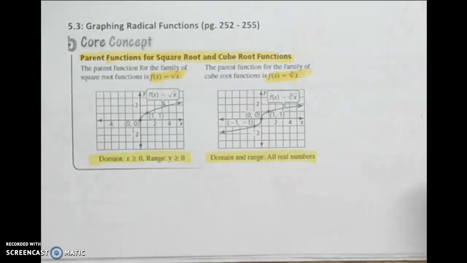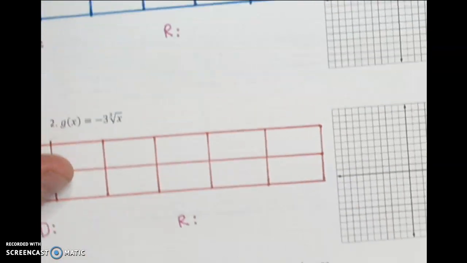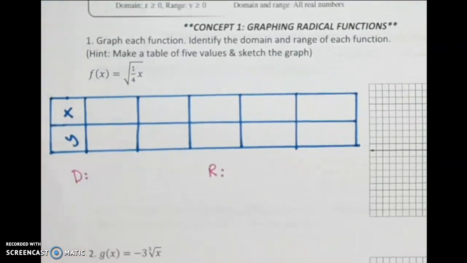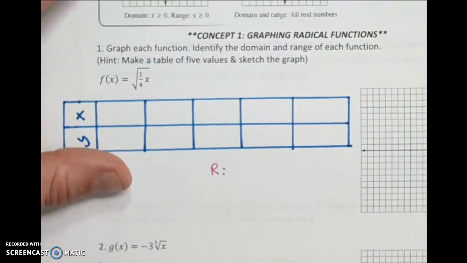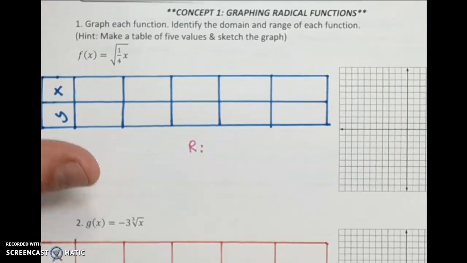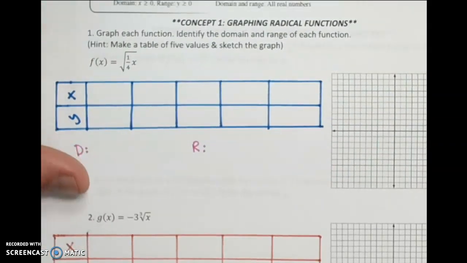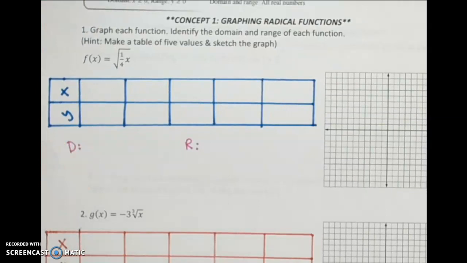Okay, flip it on up. Let's get into concept number 1. Graphing radical functions. Graph each function, identify the domain and range of each function. Hint, make a table of 5 values and sketch the graph.